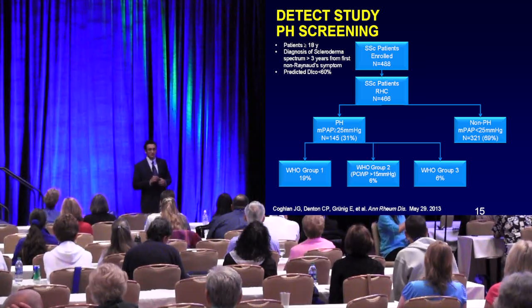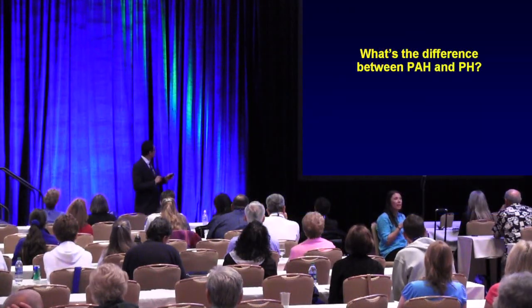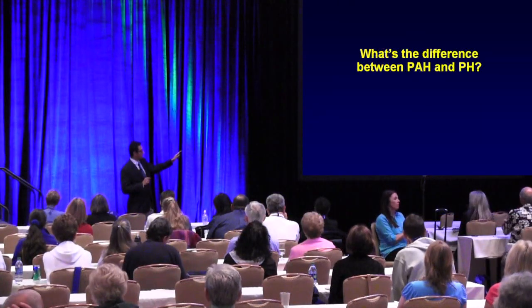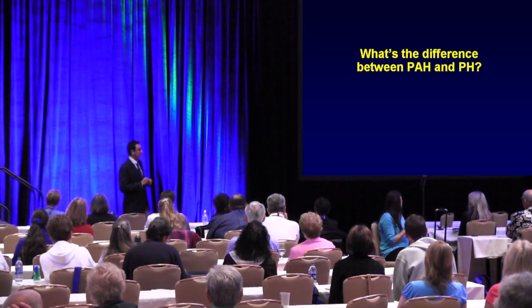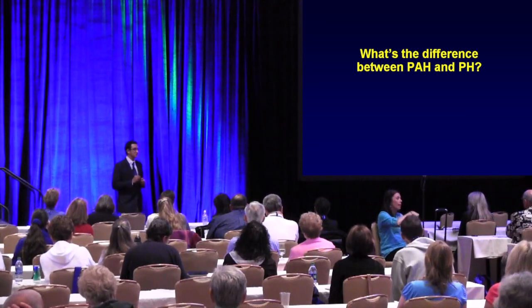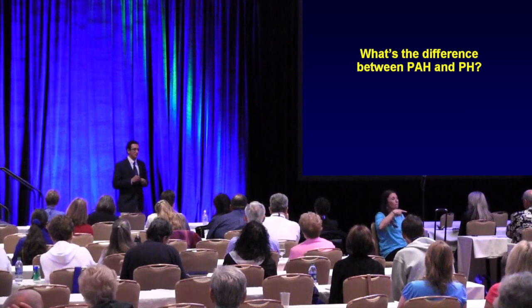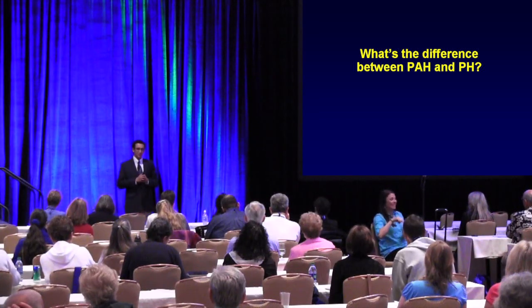6% had left heart disease. So here I want to distinguish, and then we'll move on with the DETECT study. What is the difference between pulmonary arterial hypertension and pulmonary hypertension? Pulmonary hypertension is a hemodynamic observation.